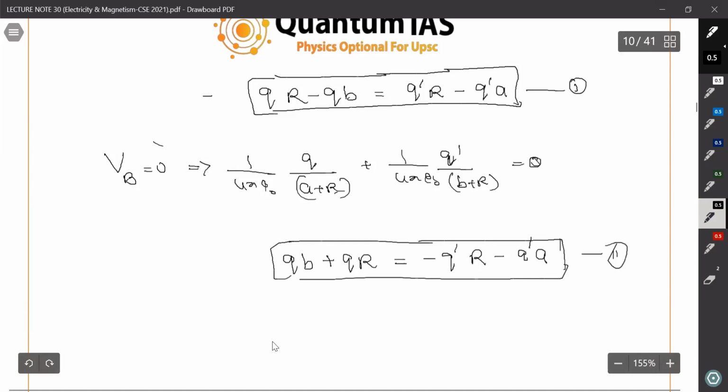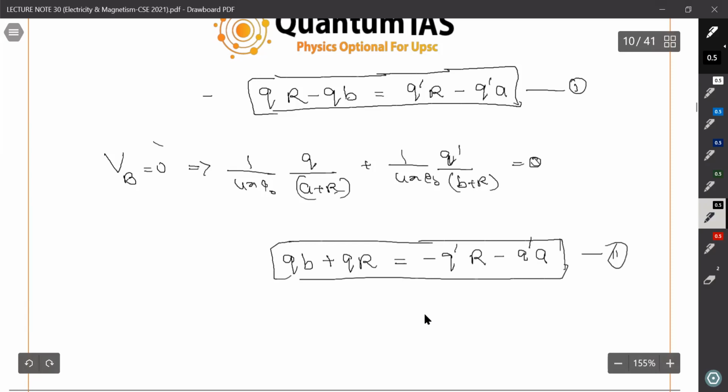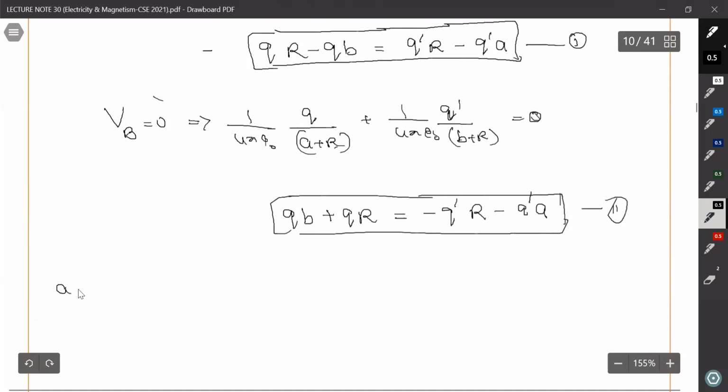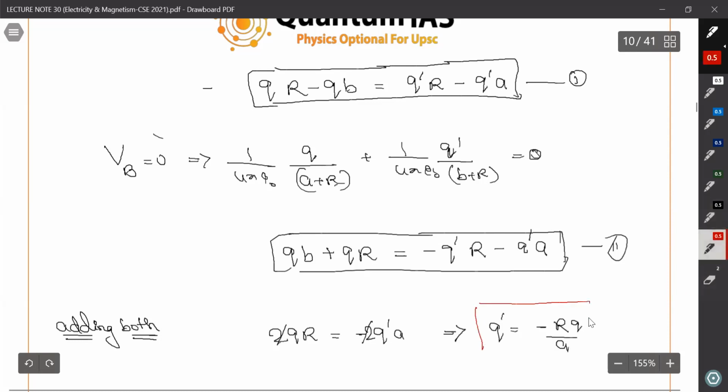So what I need to find out is Q dash. If I add both, what will happen? Will it eliminate B? Yes. Adding both, QB and QB will cancel out. Here we will have 2QR is equals to Q dash R will be gone, minus Q dash A, minus 2Q dash A, right? So 2 cancel out. So from here Q dash is equals to minus RQ by A, right? This is what we are waiting for.